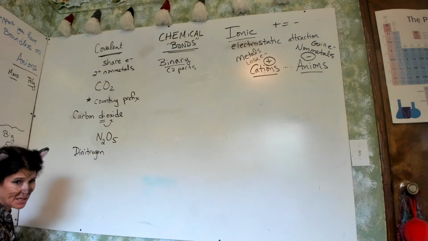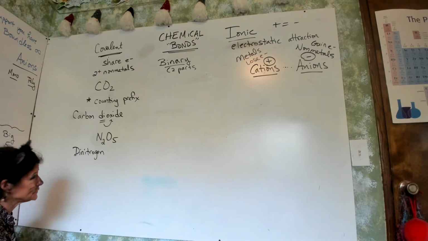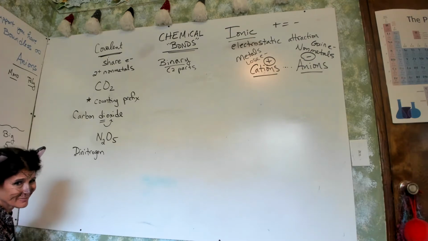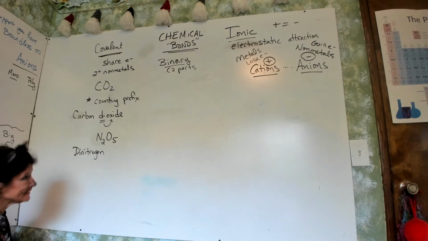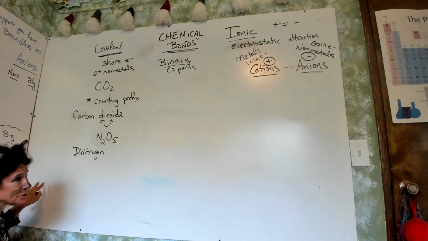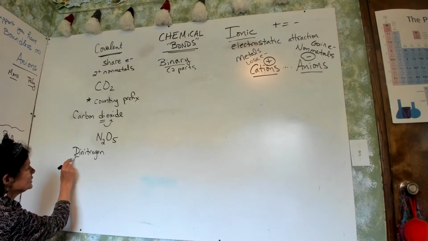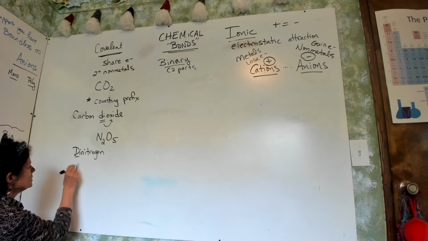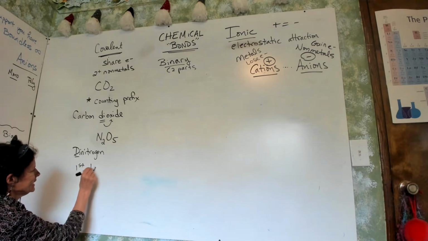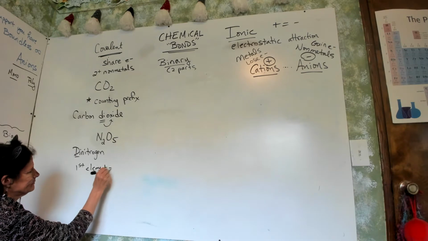I'll tell you the truth, I've only ever seen mono used with oxygen and not with anything else. So I avoid it. It's never used with the first element if there's only one. But if there's more than one, you do tell me there's two nitrogens. First element, you just give it its name.